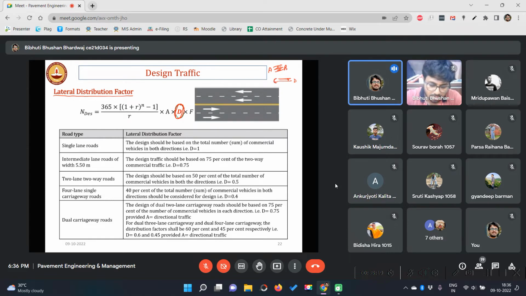So in order to consider this difference between A to B or C to D, we need to consider how these vehicles are distributed laterally. For different category approaches, it is already given in IRC what the value should be. For single-lane roads like this 3.75 meter, you need to consider DS1, because all the vehicles will be moving through that lane only. There is no other lane, you cannot change the lane. So all the vehicles will be concentrated only through that, right?